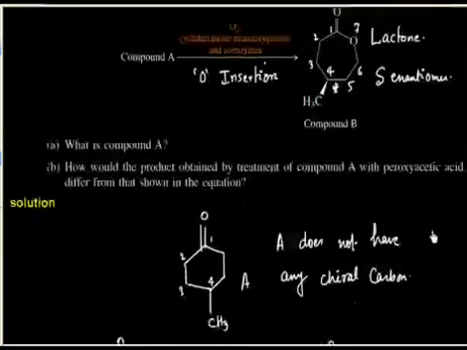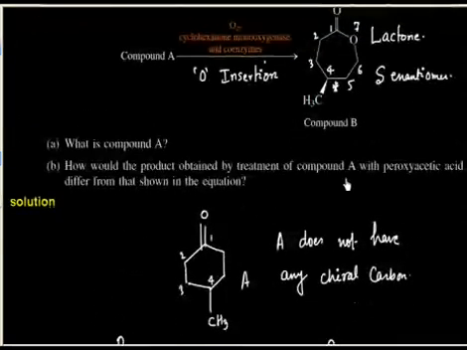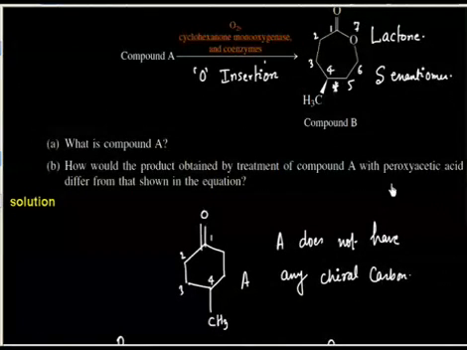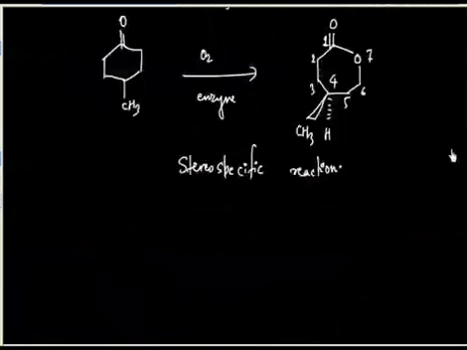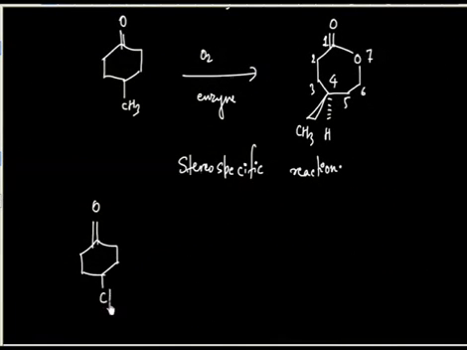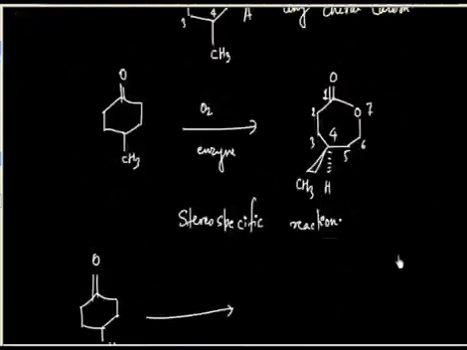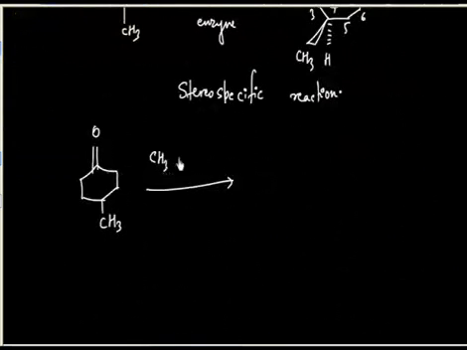The next part asks how the product obtained by the treatment of compound A will change if I do this reaction with peroxyacetic acid, that is Baeyer-Villiger oxidation. In this case, if I do the same reaction, but this time there is no enzyme, in the presence of peroxyacetic acid, that is CH3COOOH. So this is your peroxyacetic acid. Again you will insert one oxygen. The final product is the same, so you have an oxygen, and this is a 7-membered ring. Carbon number 4 will have CH3.